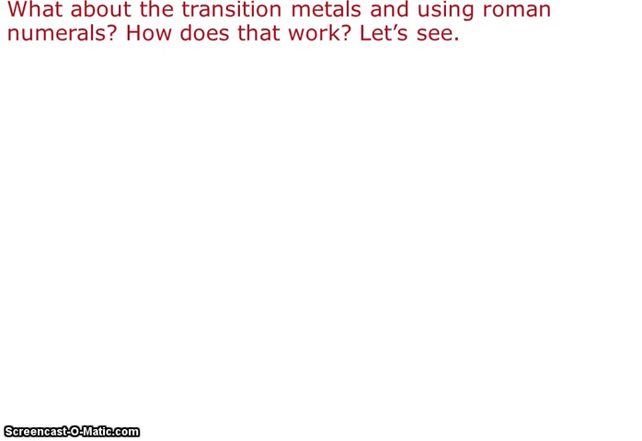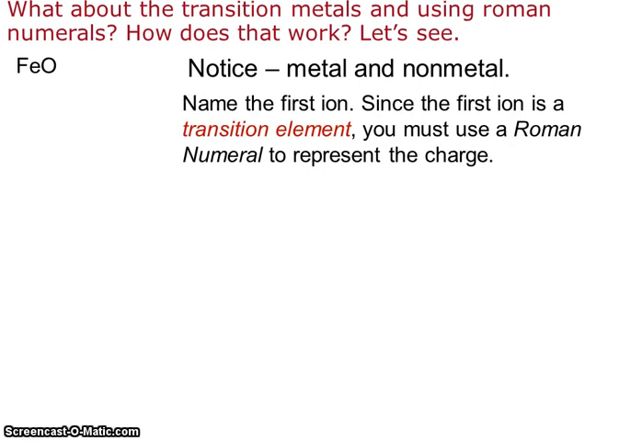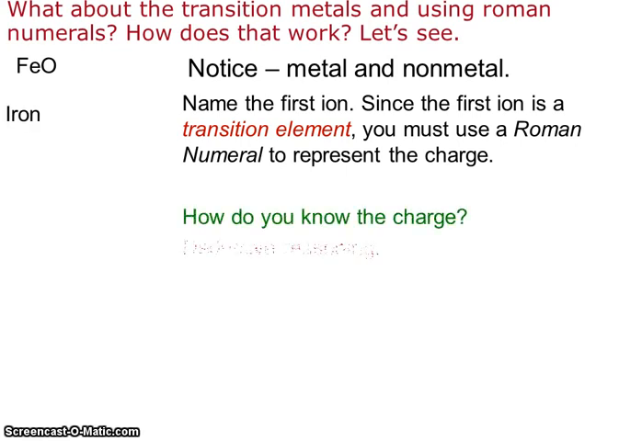Just based on their position and the way their electrons are arranged, they have the possibility to have multiple charges. So let's take a look at how that works. With the compound FeO, I have a metal and a nonmetal, so I'm still meeting the ionic criteria. If we notice, since it's only FeO, we're still binary, so we're going to apply the same rules. The difference is going to be that because it's a transition element, I'm going to need that Roman numeral to denote the charge of iron in this particular compound.